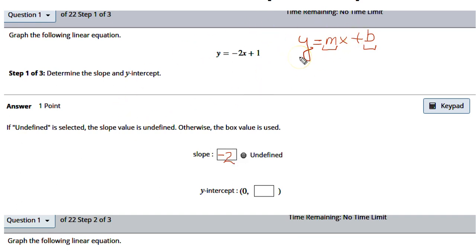And what is the y-intercept? Well, it's what is in b. Now, the official way to write it, remember, is 0, comma, b value. And the b value here is 1. Okay.